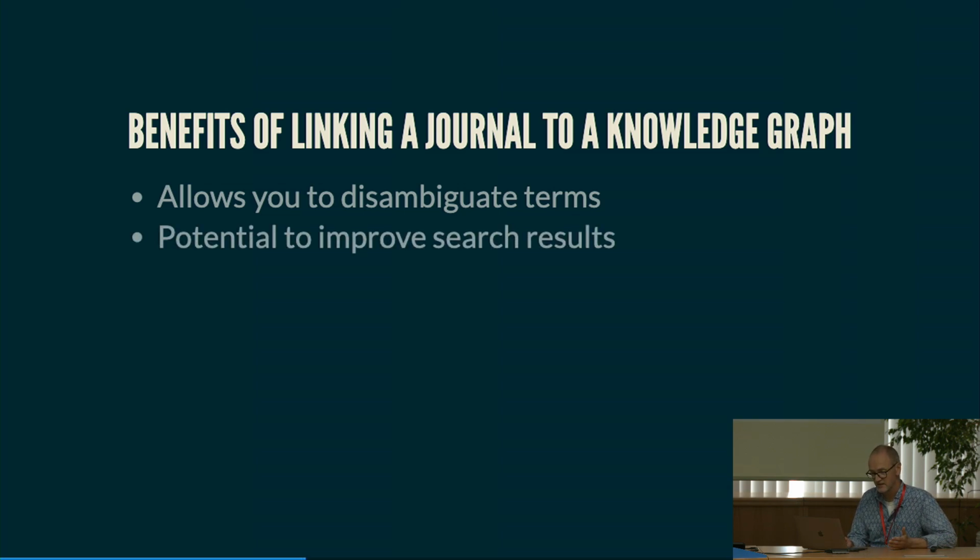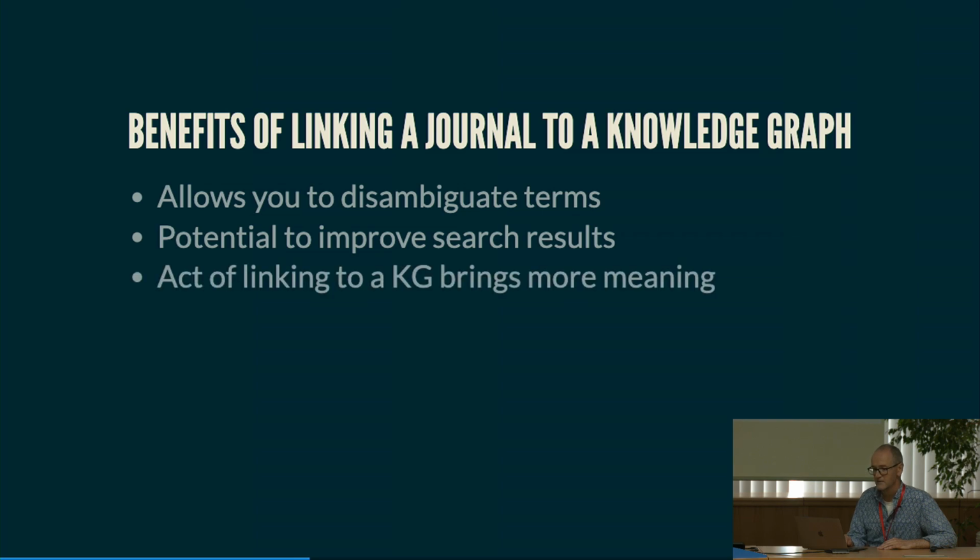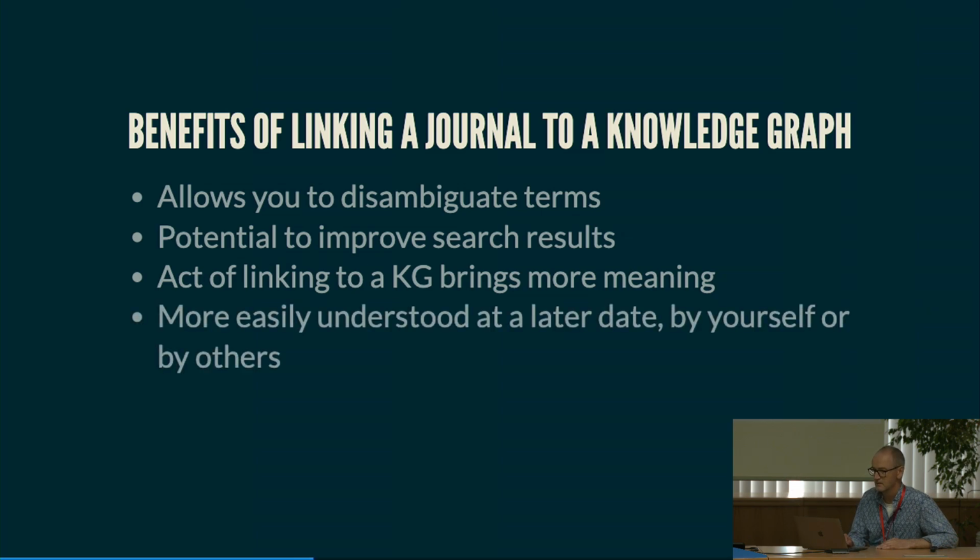It also potentially gives you a better way to search for things. If you're searching for an entity in the text, then that's going to be easier to find. The act of linking a journal to a knowledge graph quite often brings more meaning. So if you're writing something, you go somewhere, Paris, whatever, and then you link it to DBpedia or something like that, you'll probably read a little bit, and maybe you'll learn something you didn't know, so you get some new meaning. It also makes it easier at a later date.